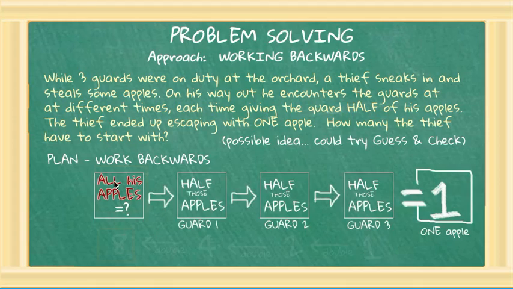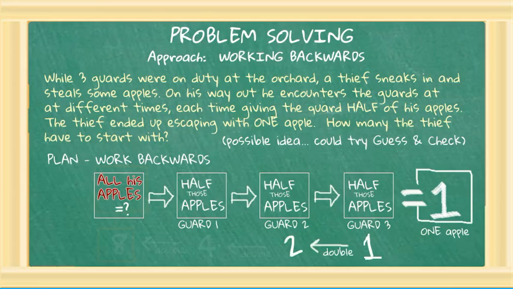So here's our picture. Here's all his apples he's got, which we don't know. He cuts it in half once for the first guard, and again, cuts it in half and ends up with 1. All right. Well, wouldn't it be a lot easier to work backwards from that 1, and instead of cutting in half, we double each time.